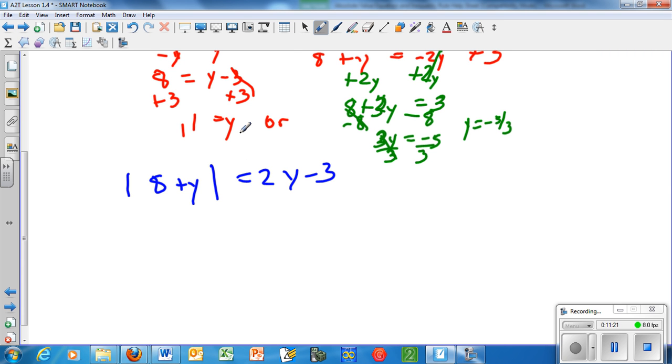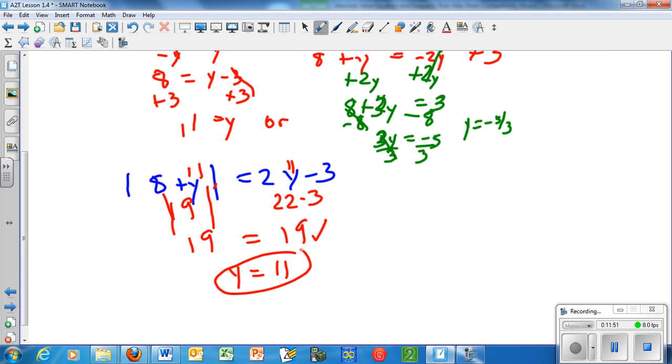We're going to check to see if 11 works. So I'm going to put 11 right there. So inside of here I get the absolute value of 19. I'm going to take the absolute value of that, which is 19. On this side, if I put 11 in, 2 times 11 is 22. Subtract 3. I do get 19. Now notice those are equal, so that checks out. So I can say y equals 11 is definitely the solution.